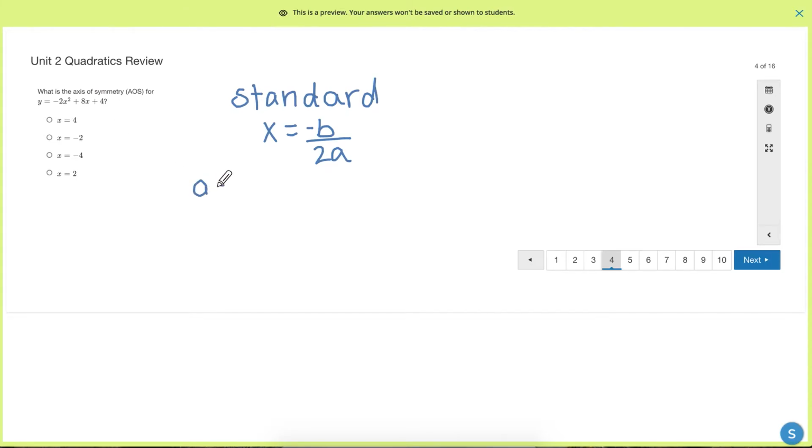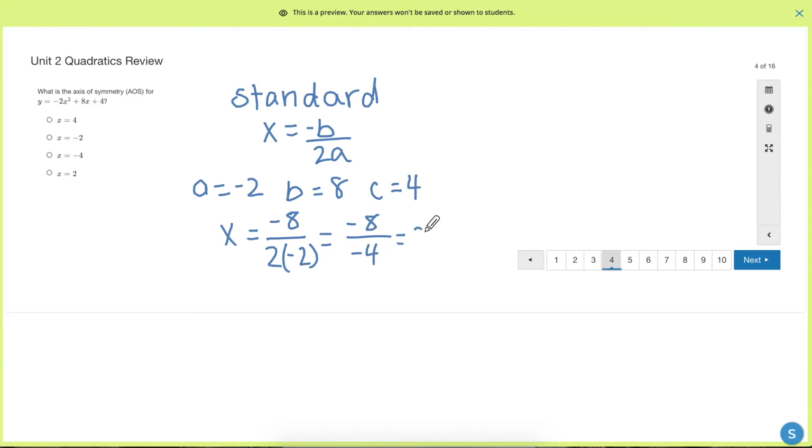Our a value is -2. B is 8, and C is 4. We only need our B and our A value. So to figure this out, we would plug in negative of B, which is 8, over 2 times A, which is -2. We always want to multiply down here first. -8 over -4 gives us a positive 2.